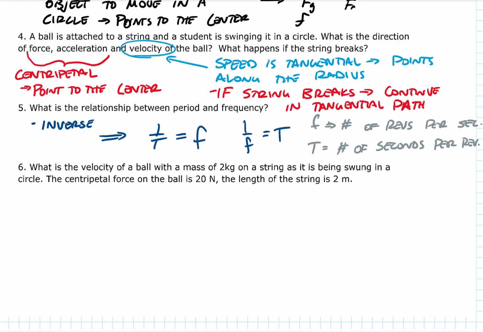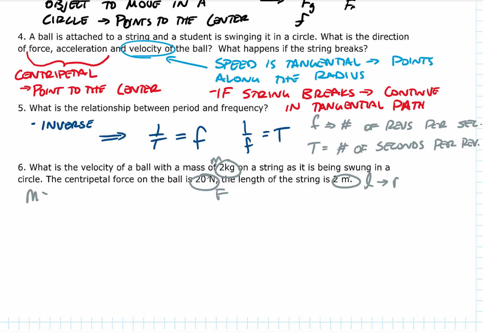All right, what's the velocity of a ball with a mass of 2 kilograms? So that's our mass on a string that's being swung in a circle. The centripetal force is 20, and the length of the string is 2 meters. So that's our length, and for how this works, that's also our radius. So we have mass, it's 2 kilograms. We have force, it's 20 newtons, and we have radius, that's 2 meters.